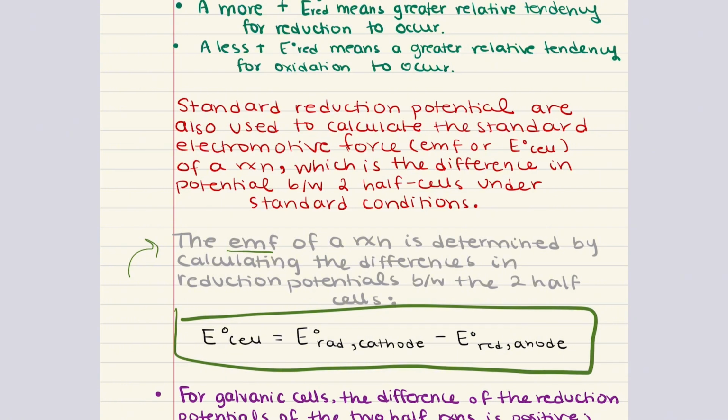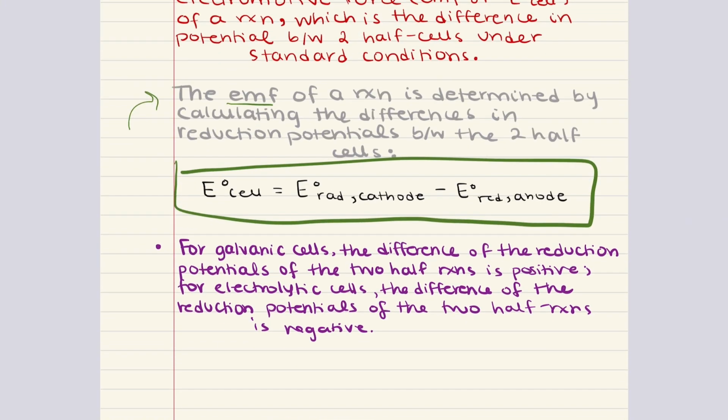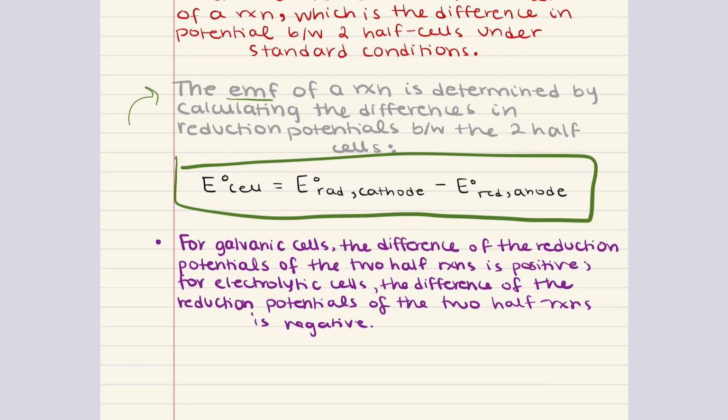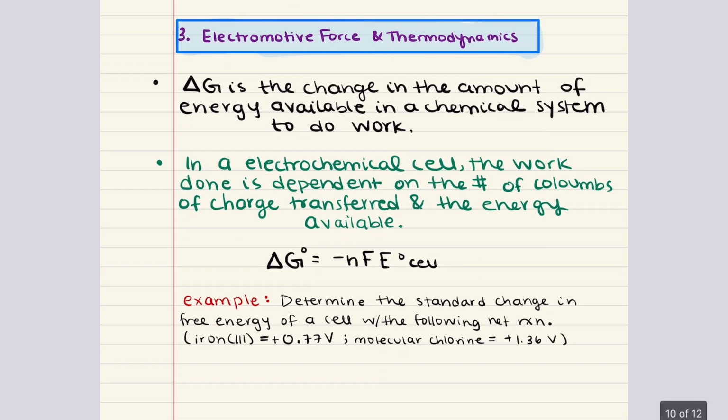It's important not to multiply the standard potentials by the number of moles oxidized or reduced, because the potential of each electrode is independent of the amount of material, and it depends only on the identity of the material. The standard reduction potential of an electrode will not change unless the chemical identity of that electrode changes. With that in mind, we can go ahead and move into our last and final objective. Here we're going to discuss the electromotive force and thermodynamics.